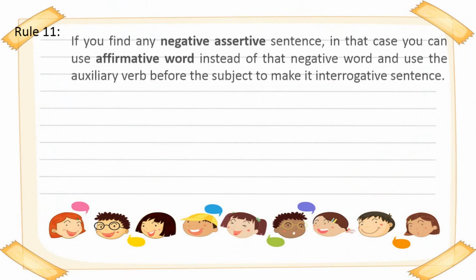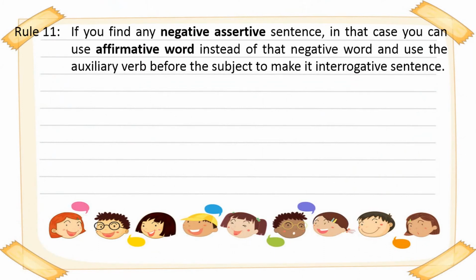Rule number 11. So if you find any negative assertive sentence, an assertive sentence that is negative, in that case you can use an affirmative word instead of that negative word and use the auxiliary verb before the subject to make it an interrogative sentence. I have also discussed these rules in my previous lecture. Just try to remember the structure, then you can make it clear. You can apply it. So here you have some examples.